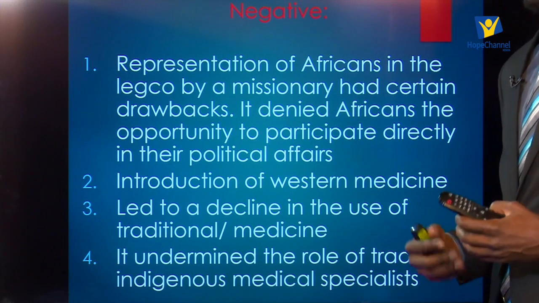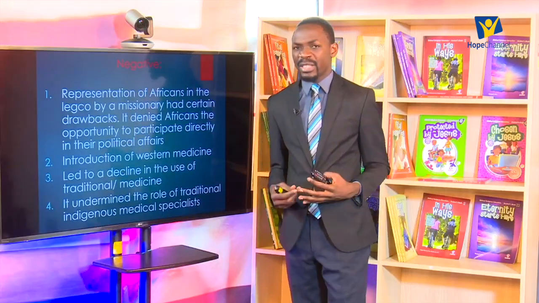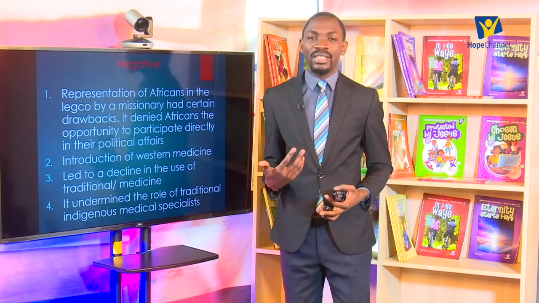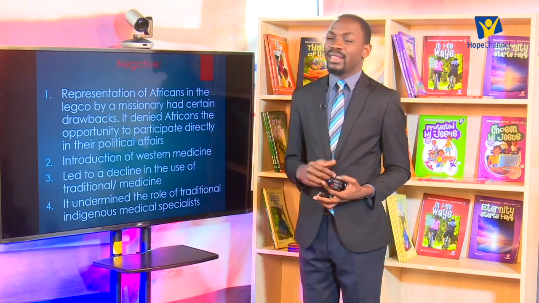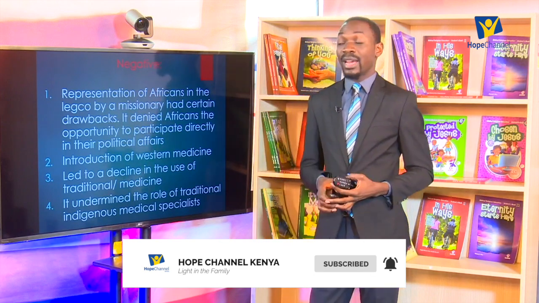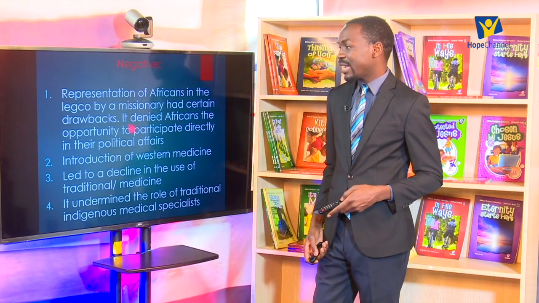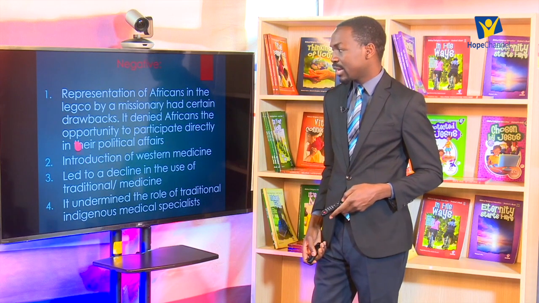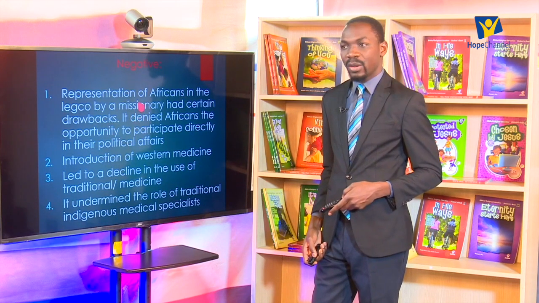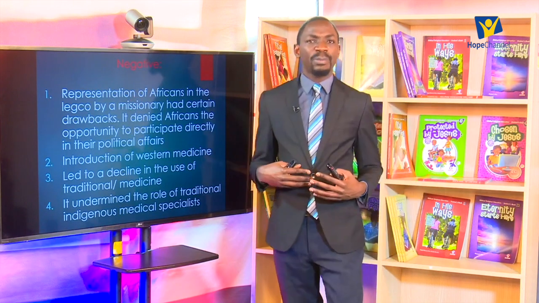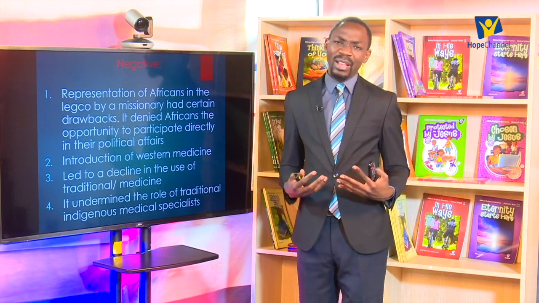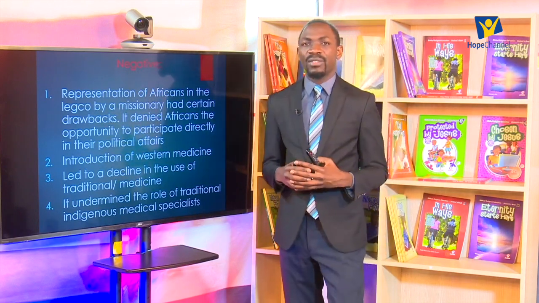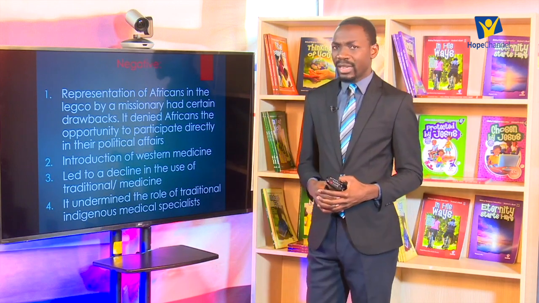I said the missionaries advocated for African representation in the Legico, and what they did was appoint a missionary by the name Arthur to represent Africans. That means Africans did not directly address their issues in the Legico. Like we said, it denied Africans the opportunity to participate directly, and they could not address issues themselves. And even if this representative could address their issues, he did not understand them as perfectly as Africans would have understood their own problems and issues that needed to be addressed.